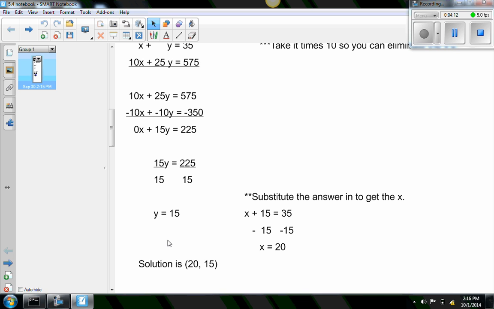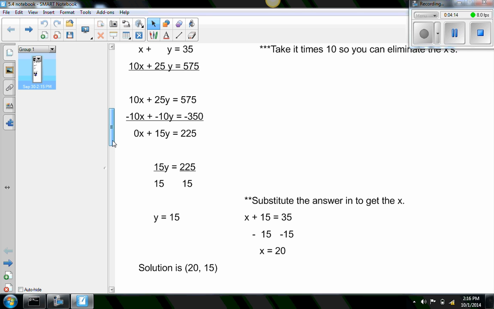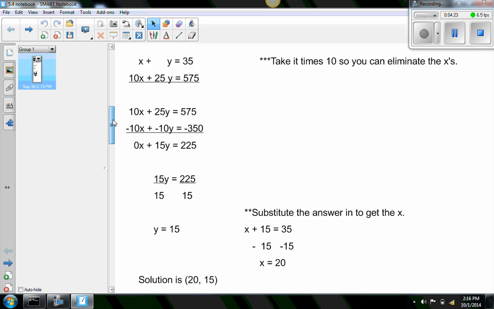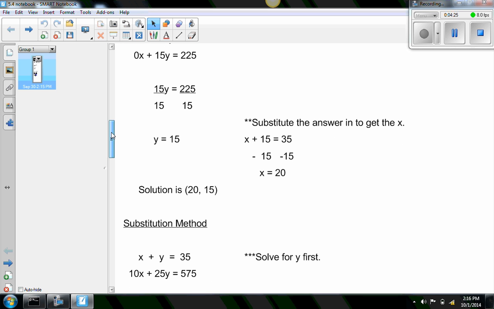If you didn't want to use this one to begin with, you could plug it in here and it would still work, right? If I plugged 15 in right here, I would still end up with 20 for my answer for x. So that's the elimination method.